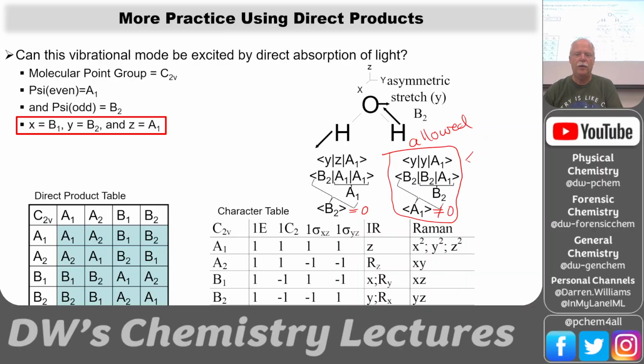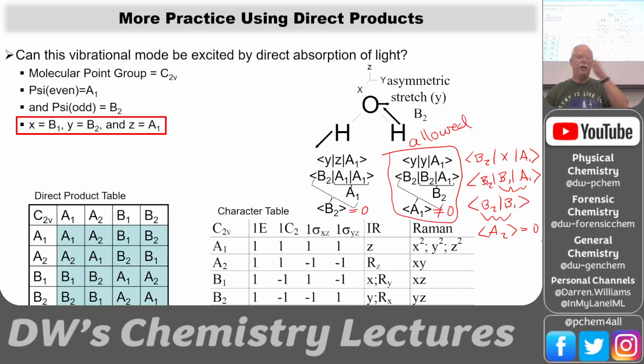And then for a Y motion, will be B2 with X polarized light. So X is B1, A1, B2. So we're going to see this, that's B1. And then this is going to be A2 because we just did that. And that's equal to 0. So that's forbidden. So the only allowed one is Y polarized light, allowing the Y direction of the vibration.